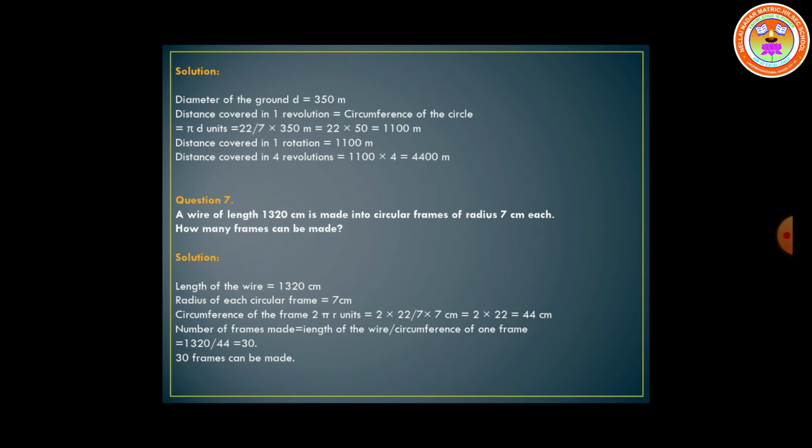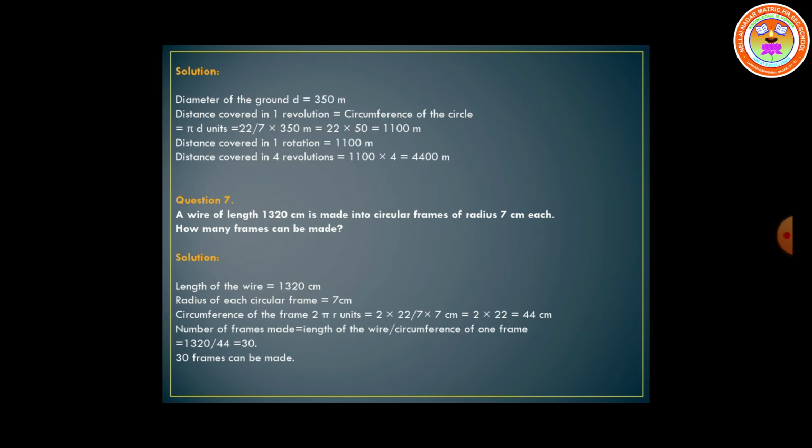Then distance covered in 1 revolution is equal to circumference of the circle, which is pi D units, is equal to 22 by 7 into 350. How do you find that? 7 ones are 7, 7 fives are 35. Then 5, then after that you have to put 1 zero, 50. 22 multiplied by 50 is equal to 1100 meter.